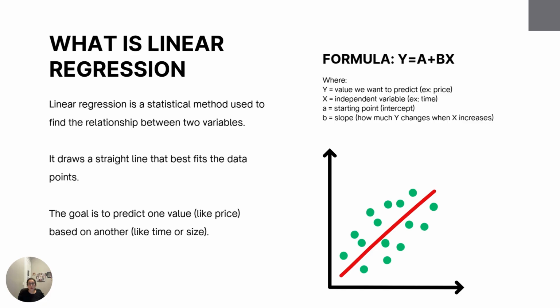Here, y is what we want to predict, like the price of the house. X is the independent variable, in this case, time. A is where the line begins, and b is the slope. It shows how much the price changes as time goes by. So, even if every point moves up and down from year to year, this line gives us the big picture, the overall trend behind all those changes.